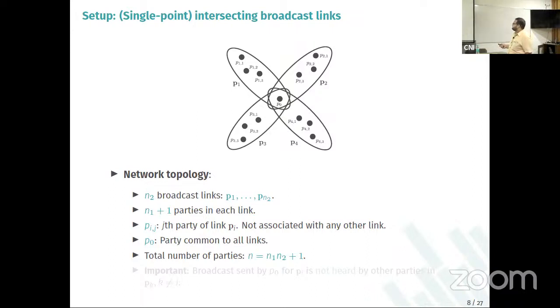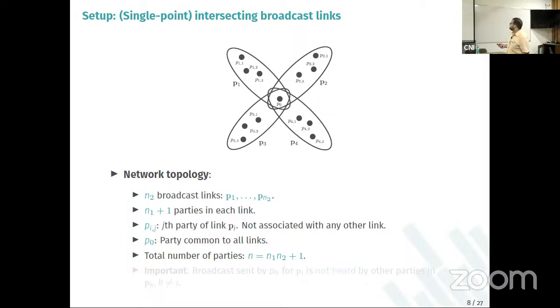So the network topology is as follows. You have N2 broadcast links, N2 equals 4 in this picture: P1, P2, P3, all the way up to Pn2. Each broadcast link has N1 plus 1 parties. In this case, N1 equals 3. So in total, each link has 4 parties, such that one party P0 is common to all the links, and all the other parties belong exclusively to only one link.